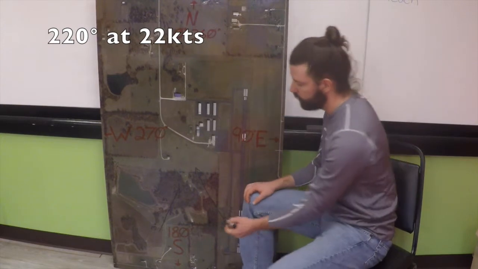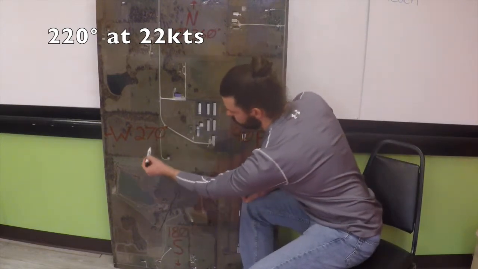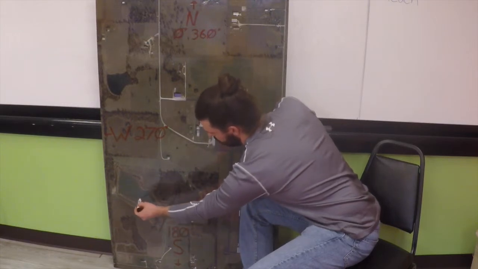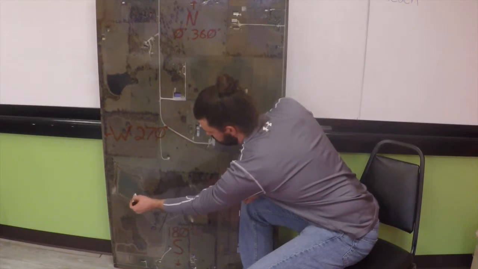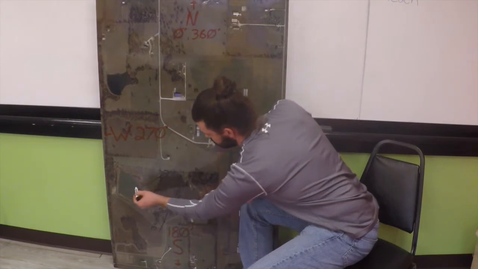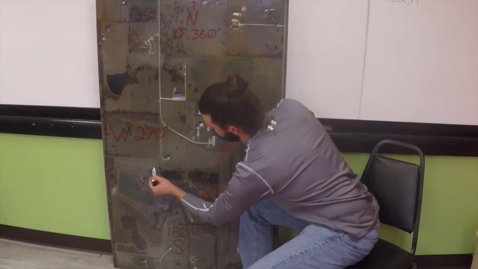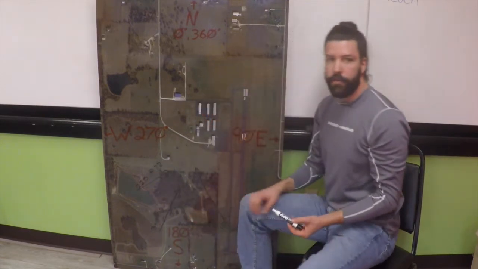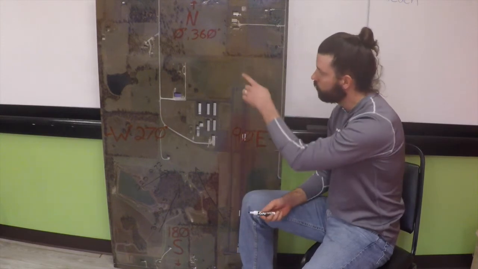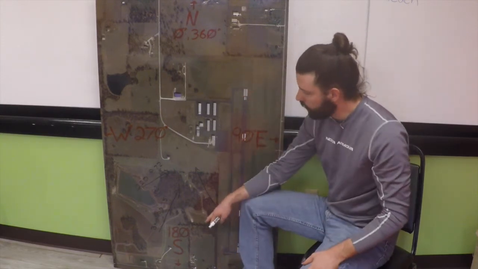220 is going to be somewhere between the 180 and 270. If here's 190, that's going to be about 200, 210. Here's probably about 220 in here. So winds are coming out of 220 at 22 knots. This is how we use the cardinal headings in reference to the degrees, 360, 90 degrees, 180, 270, to plot out the winds aloft.